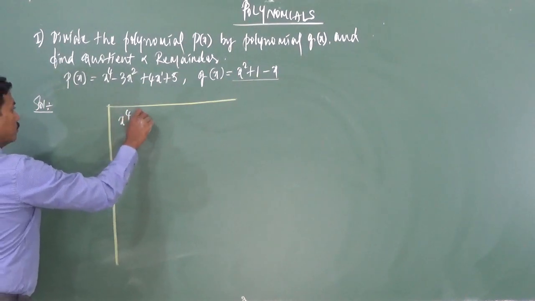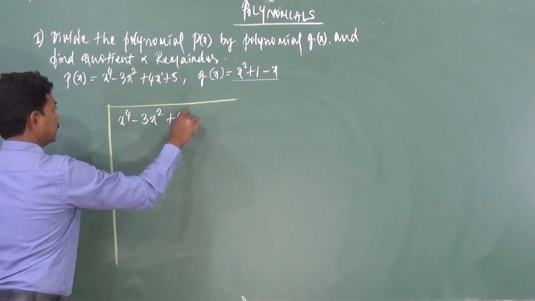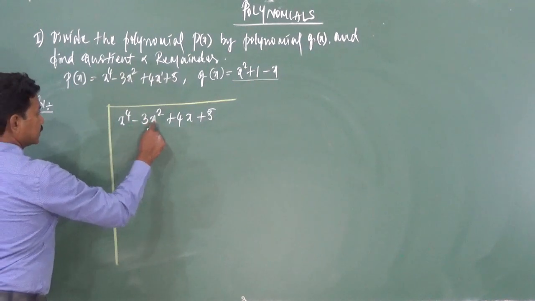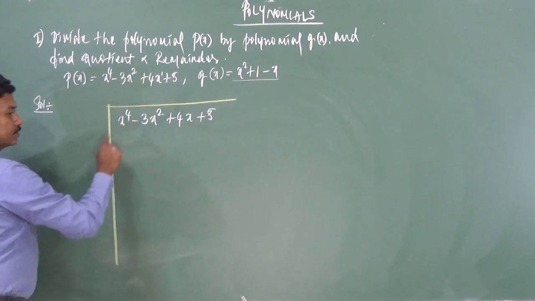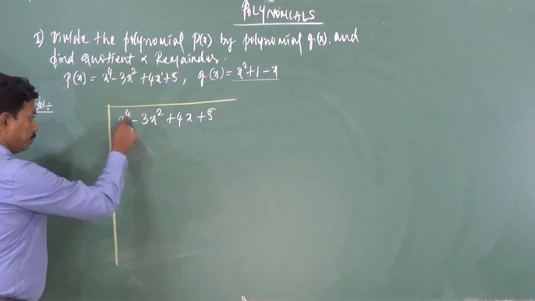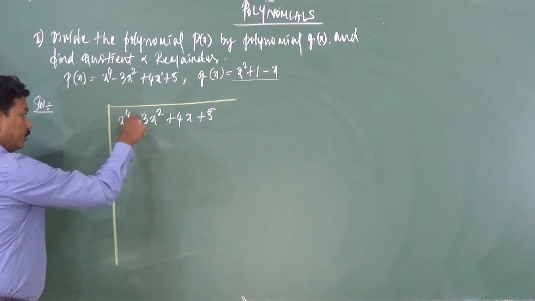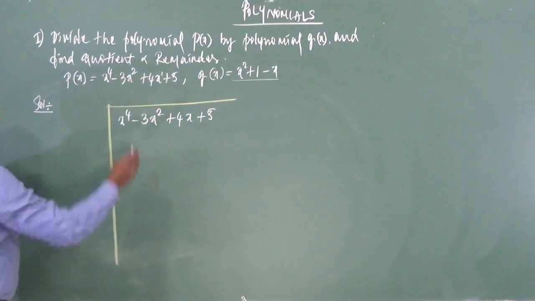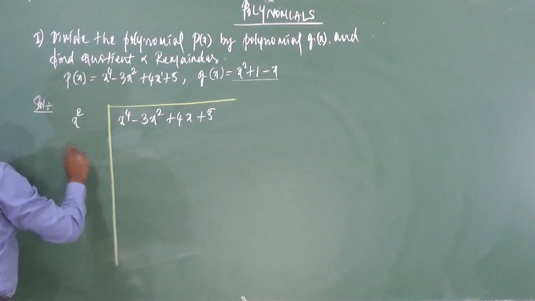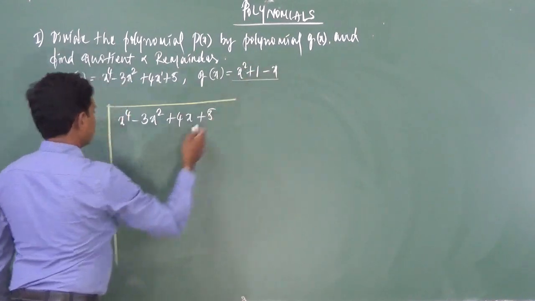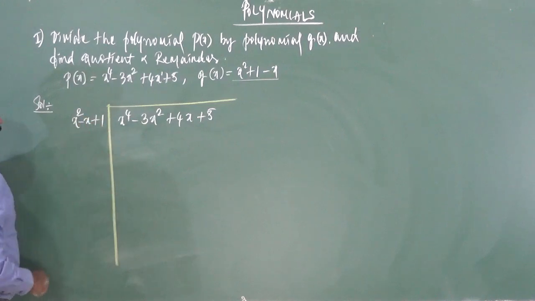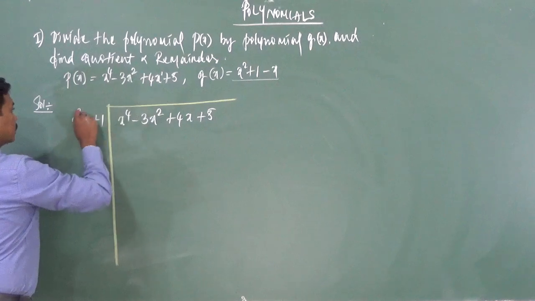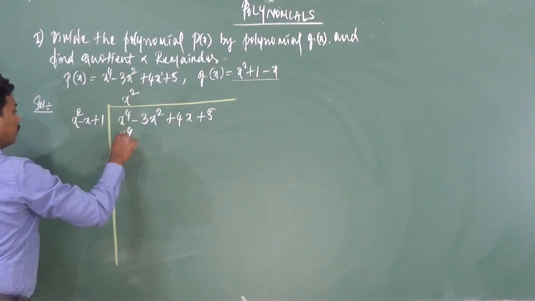So x to the power 4 minus 3x square plus 4x plus 5. So many of the students, what they do is x to the power 4 is here, x square is here. So x cube is missing, so therefore they will write here in between plus 0 into x cube. And then they go with the process of solving. No need. So write the divisor in the standard form, x square minus x plus 1. So minus x plus 1, this is the procedure, right? So x square into what gives you x to the power 4? So x square into x square is x to the power 4.